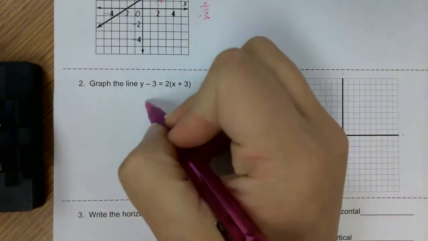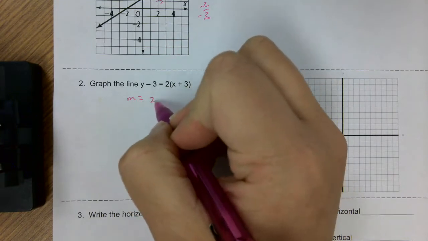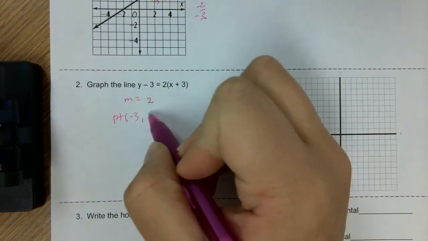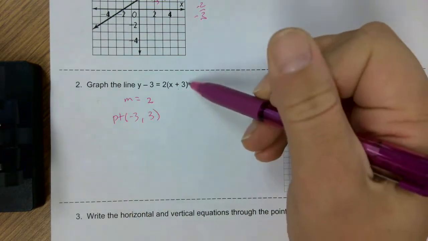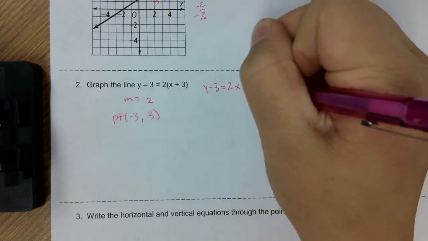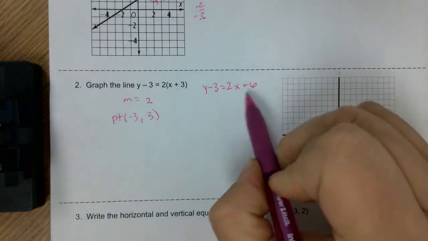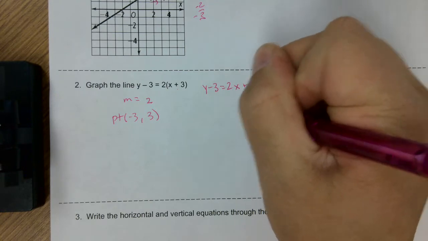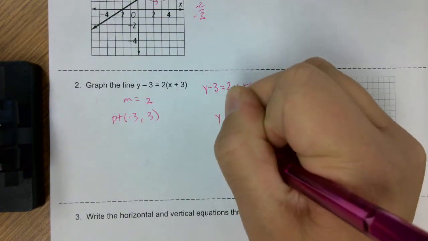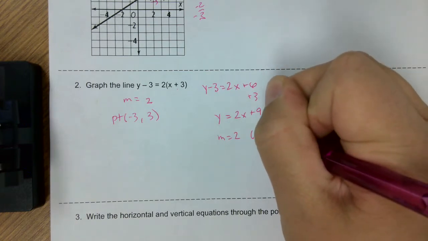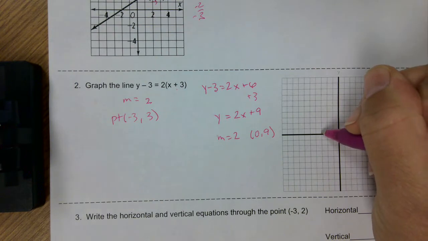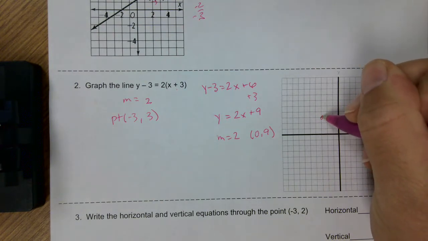When I'm graphing this line, I see that my slope is equal to 2, and my point, remember it's always opposite, would be -3, +3. Or else you can solve this equation. If I solve this equation, the first thing I'm going to do is multiply the 2 in, so by the x and by the 3, and then add my 3. And then I could solve, or I could also graph this using my slope of 2, and this is my y-intercept at 9. So if I went -3 and +3, 1, 2, 3, there's my point.